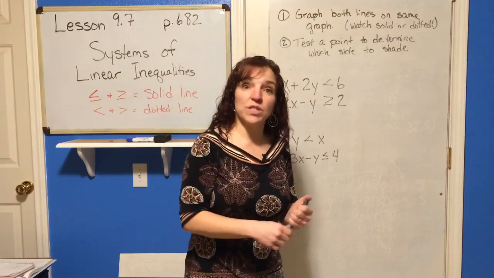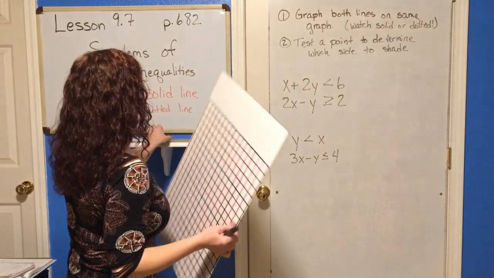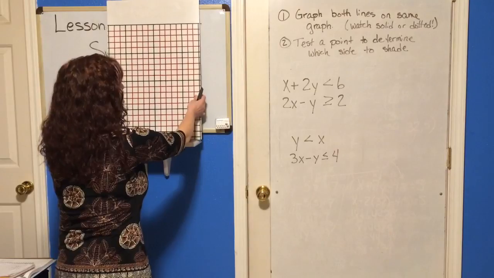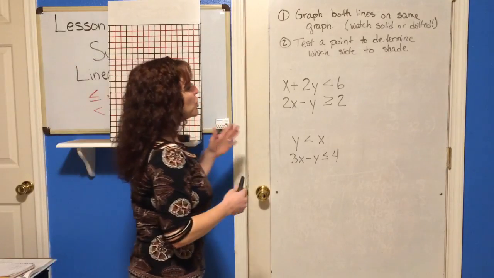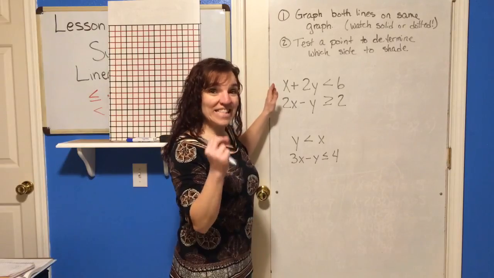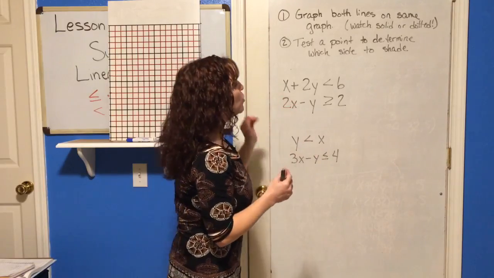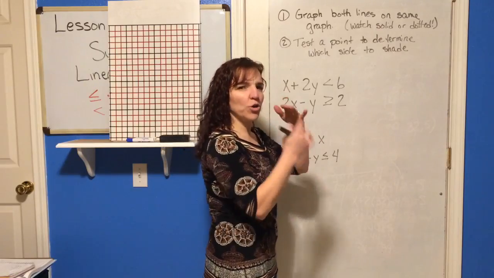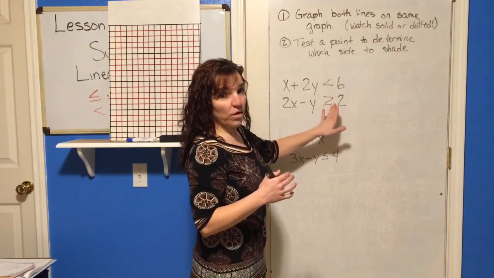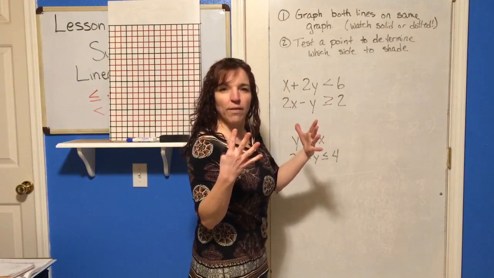But let's do some. We're going to do a couple, and I'll show you what I mean by testing a point and shading. Okay, so with our first one, the first thing you're going to do is simply graph the line itself that indicates the boundary. And when you do that, just for a minute while you're graphing it, you're going to ignore the symbol, the greater than or less than, the inequality symbol. Just ignore it and pretend in your head that it's an equal sign for a little while, okay?